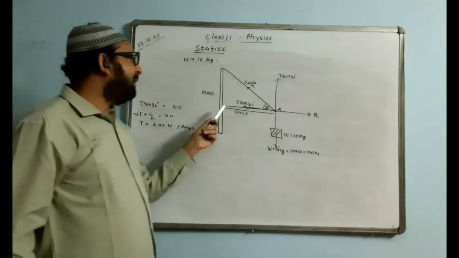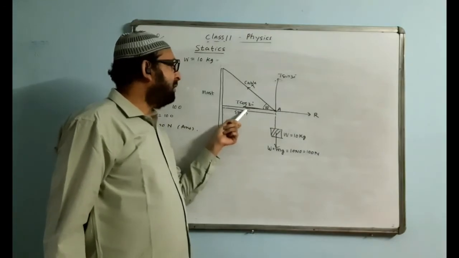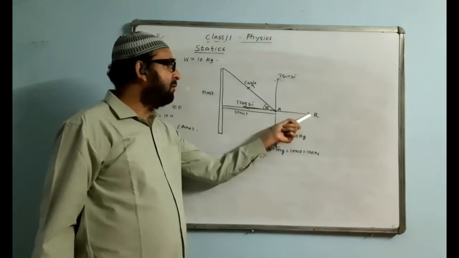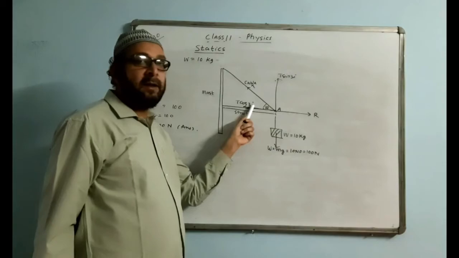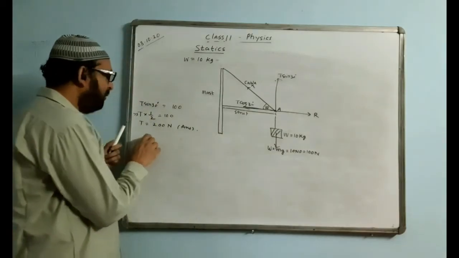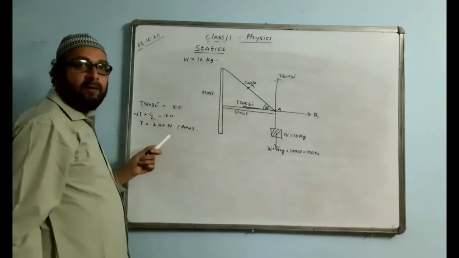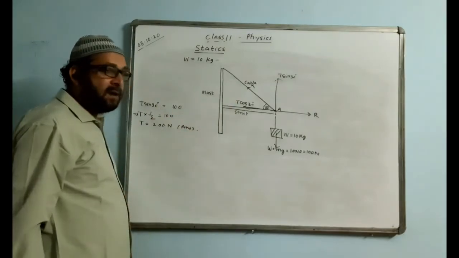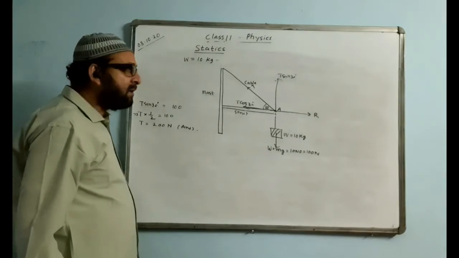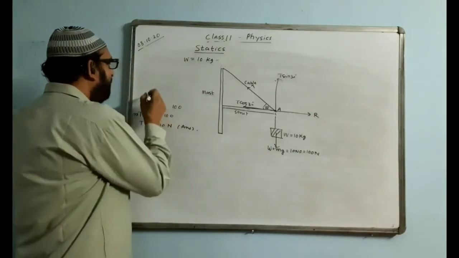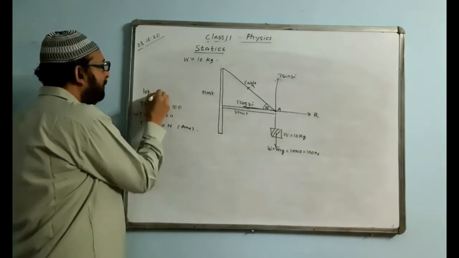If the question asks you to find the reaction of the mass on the strut, then that is the value of R. That also you can write: R is equal to T cos 30, and the value of T is known, 200 into cos 30, and we calculate it. So by chance if they ask you. Since the question is not asking, we may not find it. That is the first method.